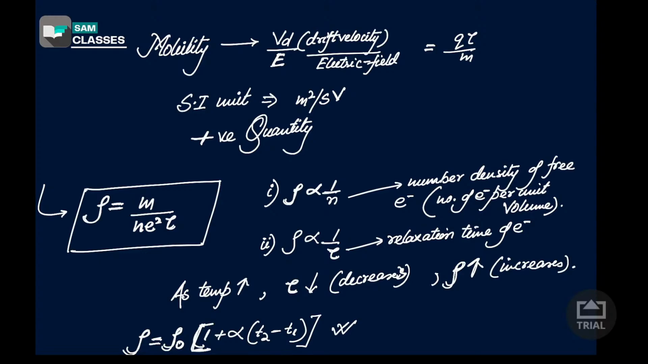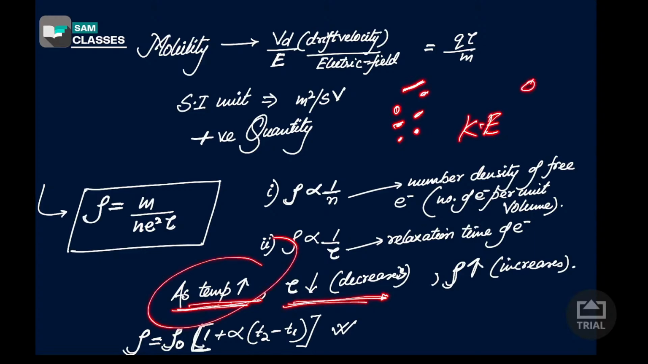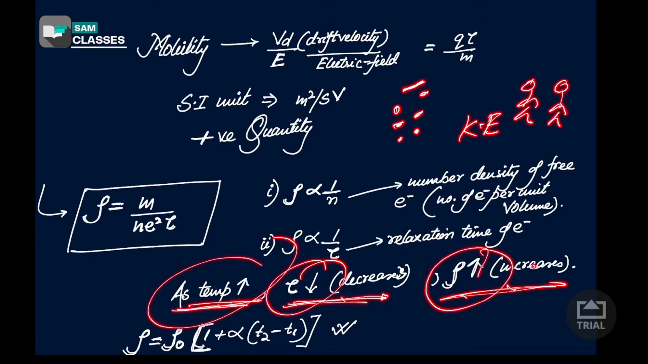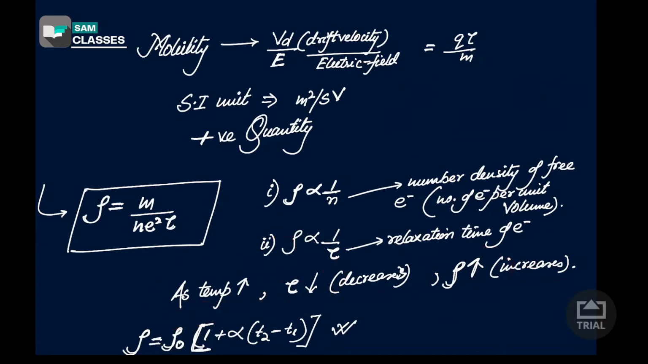Now, one more thing, as this part is important. As we increase the temperature, the relaxation time, what happens? Decreases. Why? Because now electrons will be colliding much faster. The moment you increase temperature, kinetic energy is increased. Now they have more energy, so more energy means faster collisions. So tau decreases. So what happens? Rho increases. Got it, everybody? Very simple. Got it, everybody? Yes, no in the chat section fast.